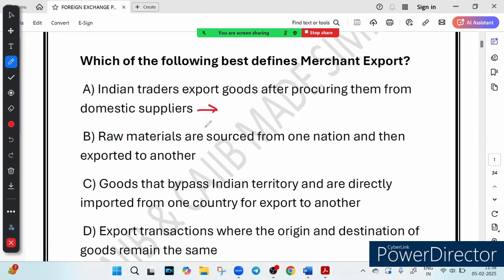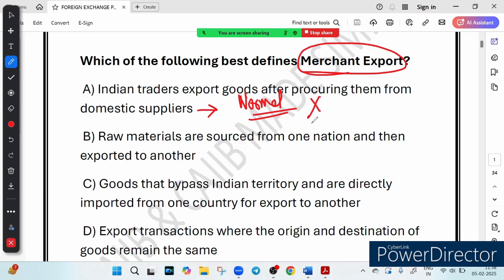As per option number A, Indian trader export goods after procuring them from domestic supplier. This is the common type of export but not a merchant export. Here we are dealing with merchant export. It is called normal export, right? Then this is normal export in which Indian trader buy goods from Indian manufacturer and then ship abroad. For example, a Delhi based exporter buy handmade carpet from Jaipur and export them to the USA. So this is the normal export option. So this is incorrect because in merchant export goods do not come from India.